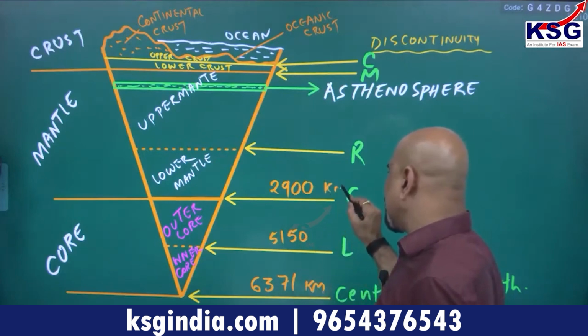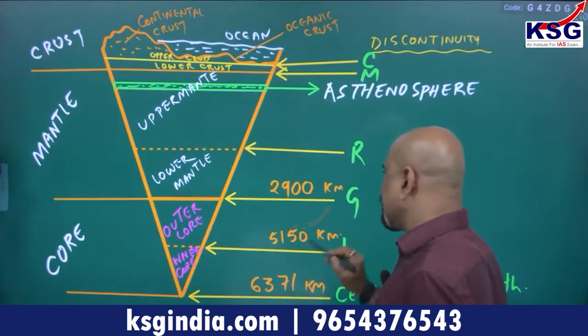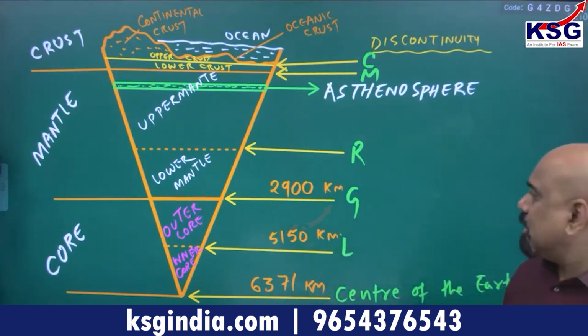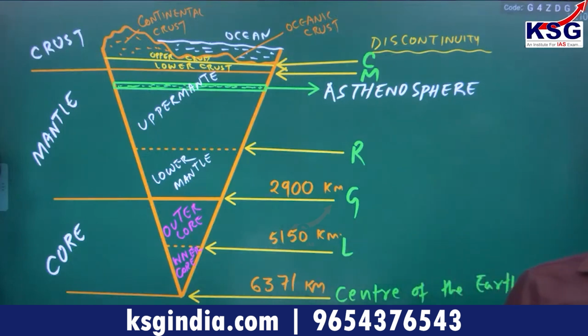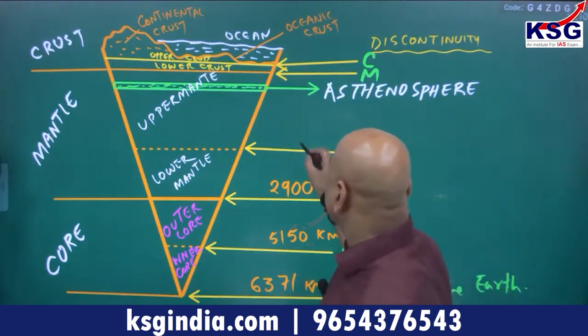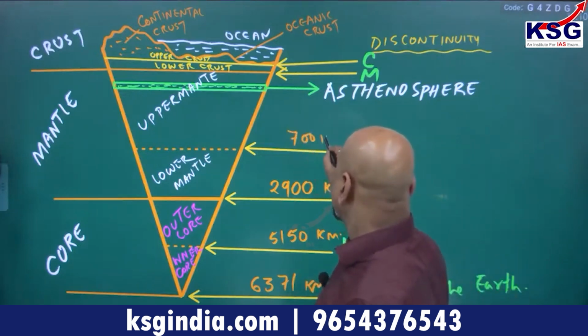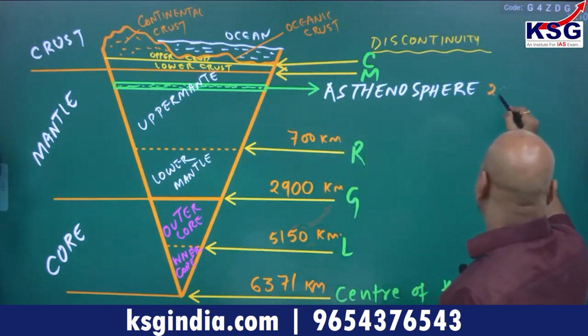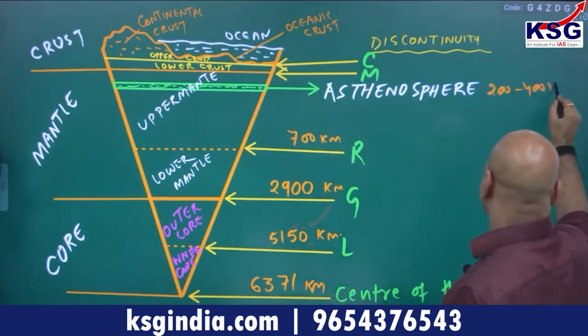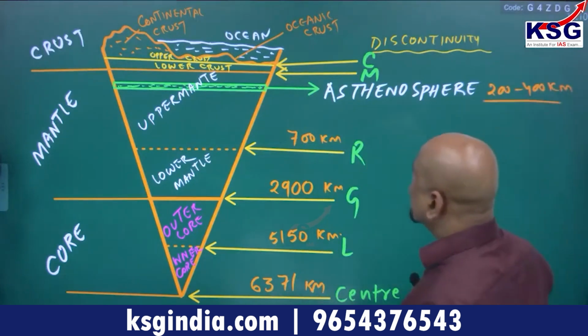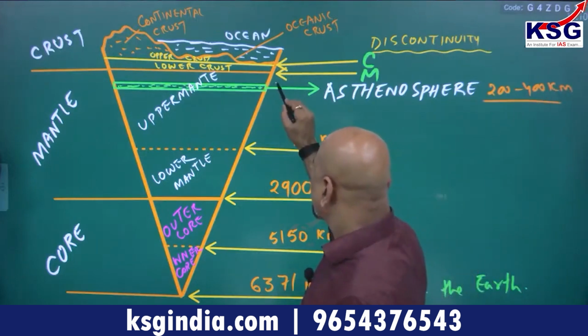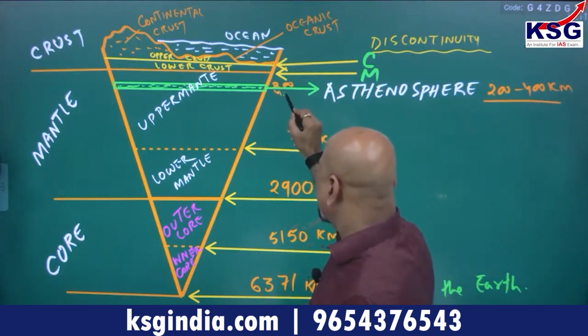2900 kilometer depth. Lower mantle, if you see again, you have like 700 kilometer. Here it is 700 kilometer. Here it is 200 to 400 kilometer. Asthenosphere, 200 to 400 kilometer.